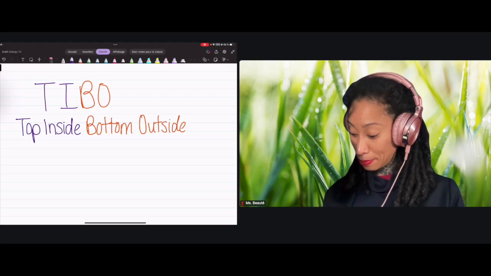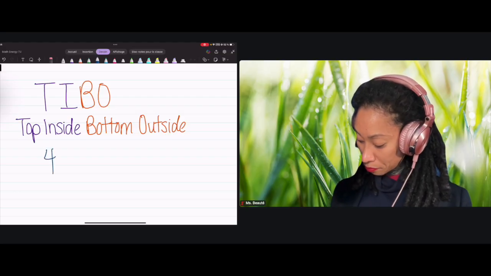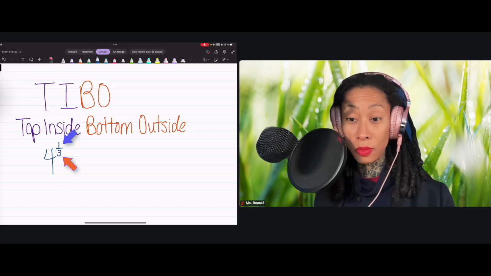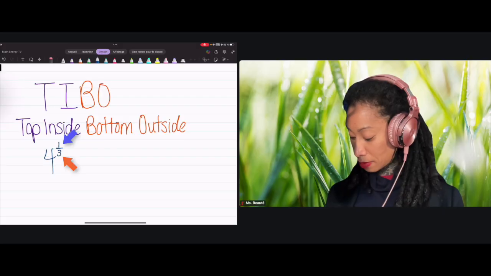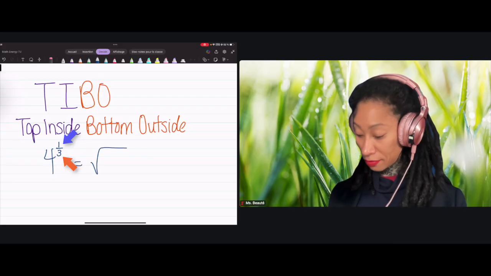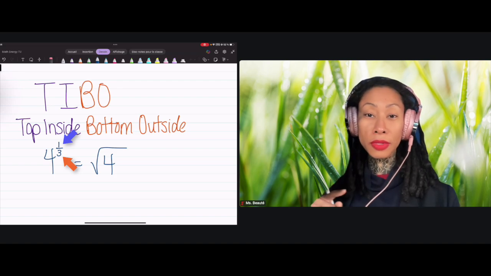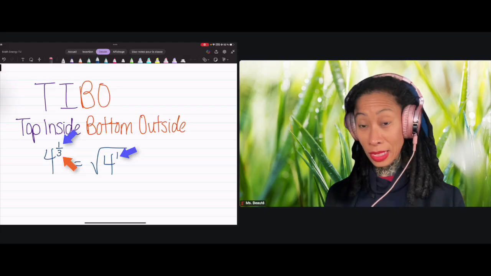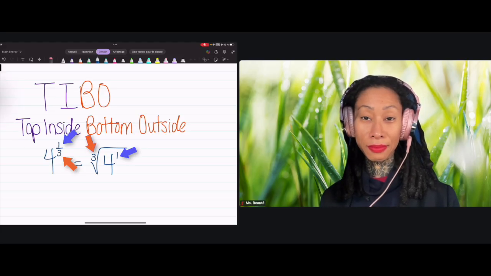Let's do some examples. Let's say I have 4 to the 1/3 power. So that would be a rational exponent, the 1/3. How would I write that as a radical? So my radical house looks like this. At first, the base is always going inside. The 1 and the 3, how do I know what goes where? Well, the 1 goes inside and the 3 goes outside, just like that.